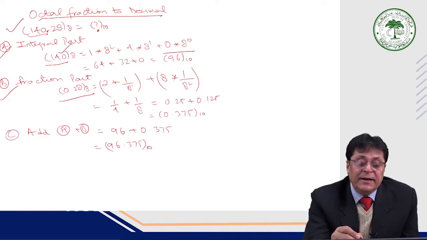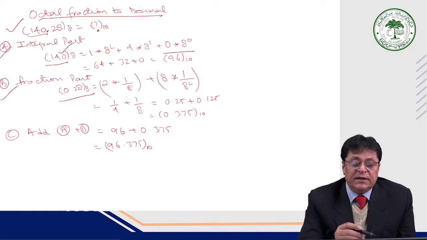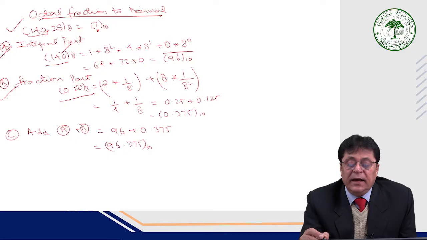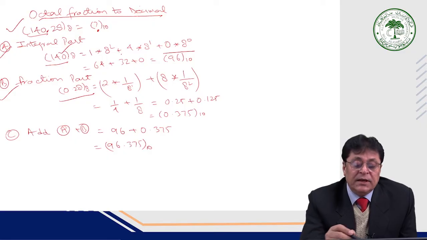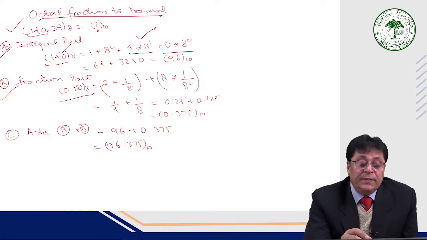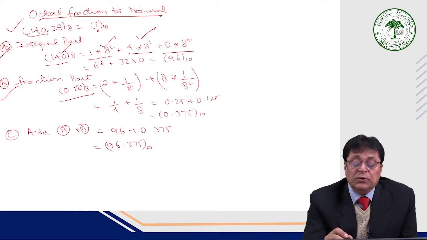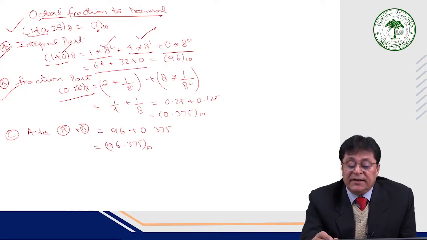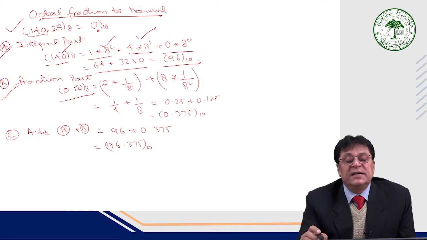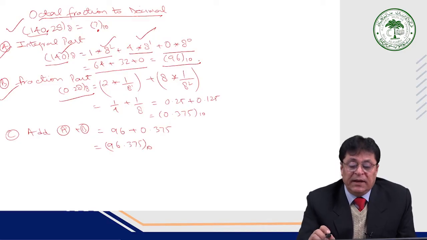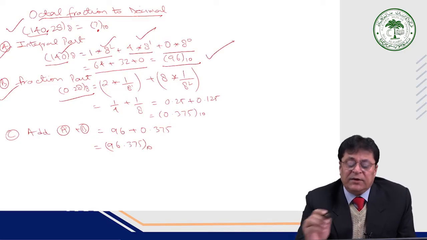multiplying from the least significant digit, which is 0, with 8 to the power 0, plus the next digit 4 into 8 to the power 1, then the most significant digit 1 into 8 to the power 2, and we'll solve this and we'll get the result 96, which is the equivalent decimal number. This is what we learned earlier.